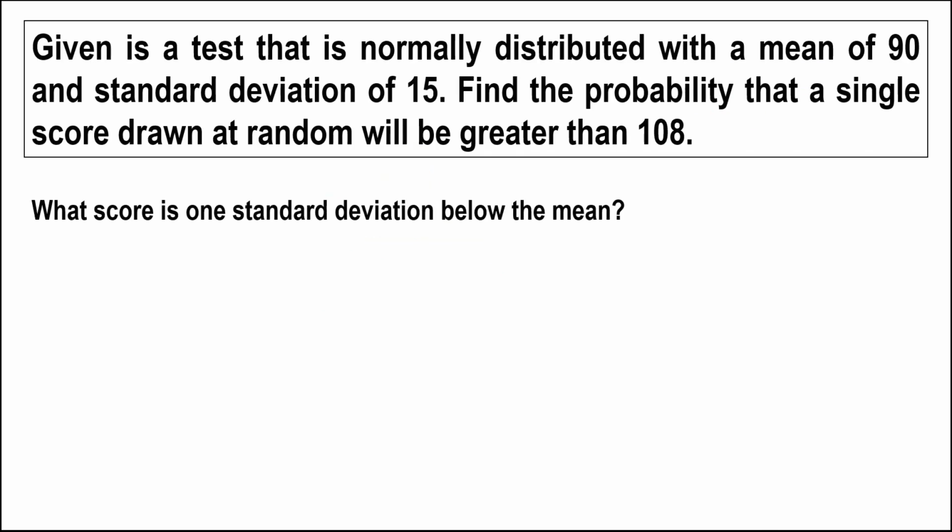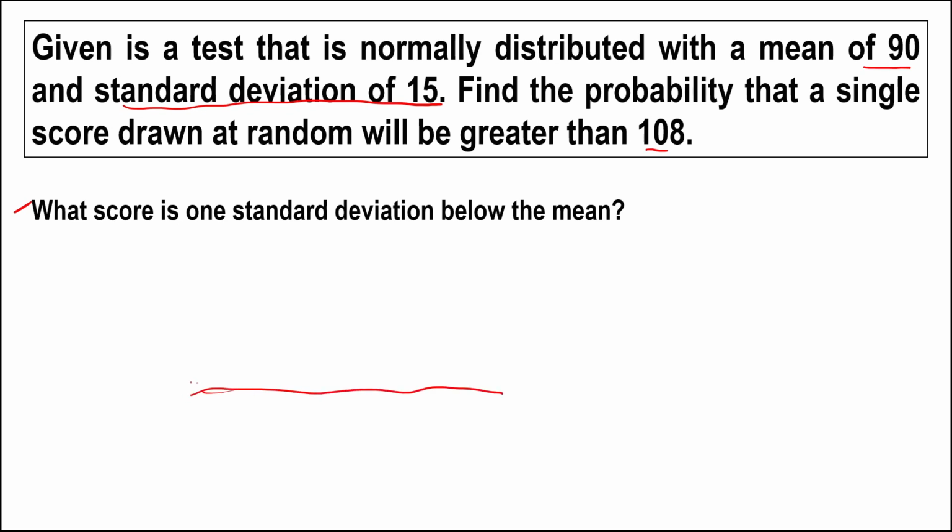Then for this problem, given is a test that is normally distributed with a mean of 90 and a standard deviation of 15. Find the probability that a single score drawn at random will be greater than 108. So to solve for this problem, what score is one standard deviation below the mean?